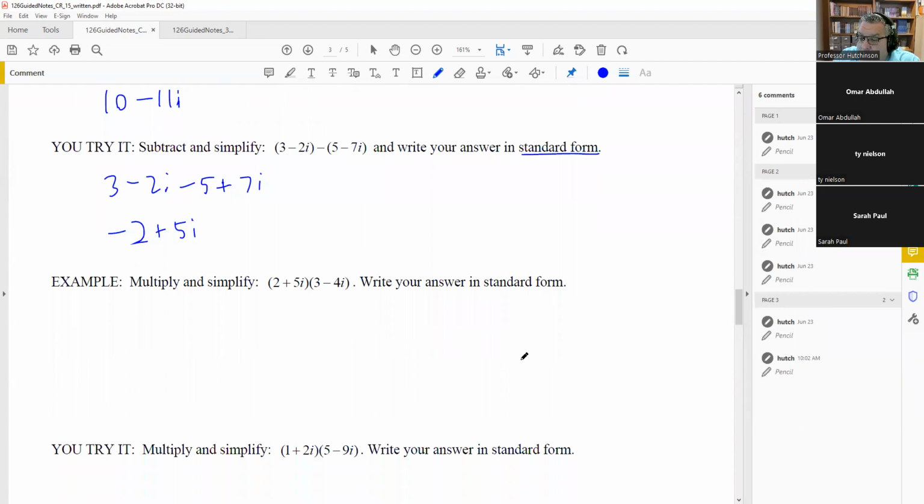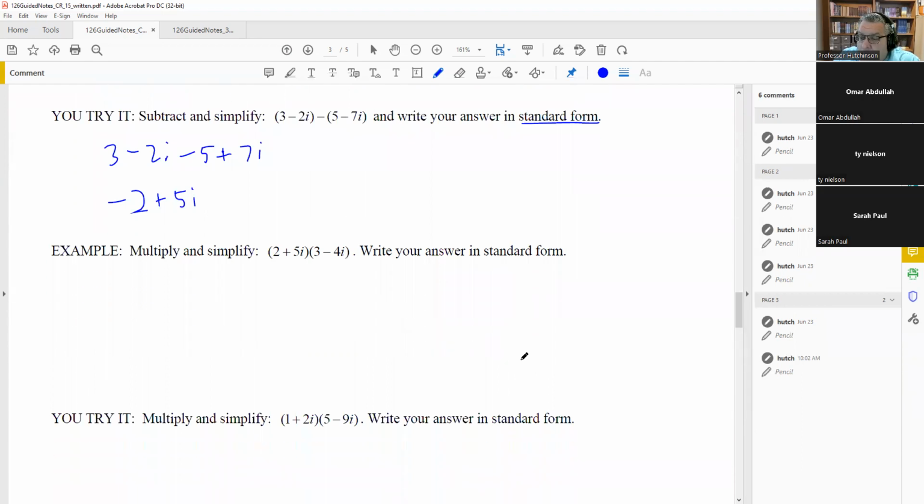All right, so now we're going to go on to multiplication. And now you multiply these the same as you would if there's x's. We're actually going to be using the foiling method. So we're going to start with the first term times each one of these. We're going to begin by doing that. So we're going to take 2 times 3, which is 6. And we have 2 times negative 4, which is negative 8i.